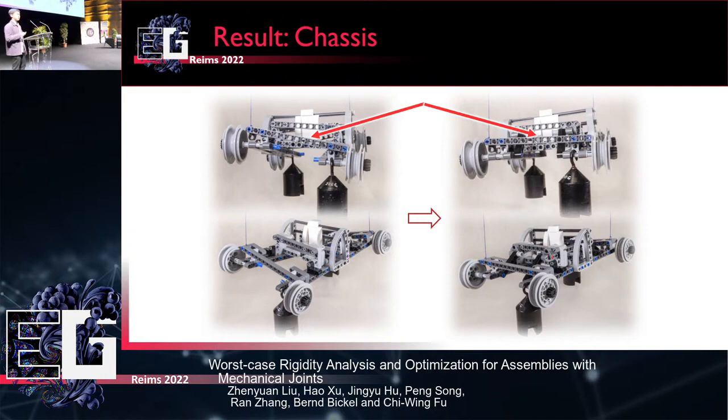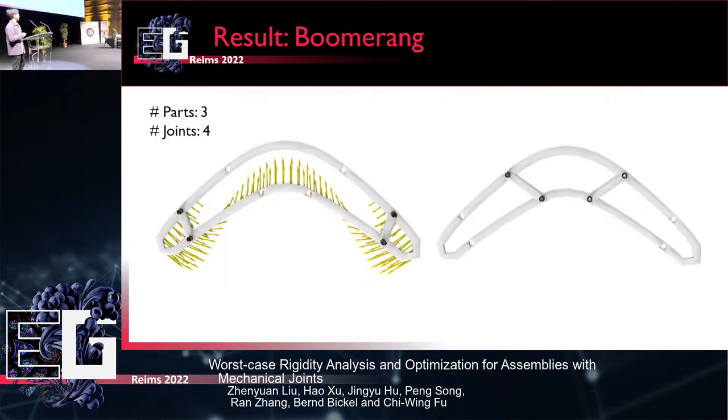And after we reinforce it, the thing just stays horizontal. Yeah, so this is the car chassis. And then we have the boomerang we already saw. In this case, we're using 3D printed parts, and we're using Lego technique joints to connect different parts together. And because we're using 3D printing, we can just print parts of any shape we want.